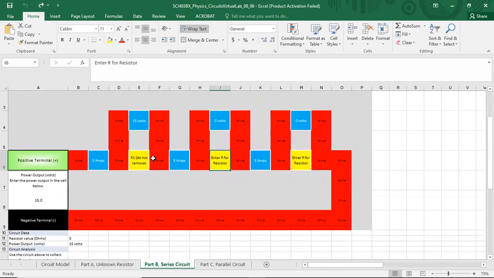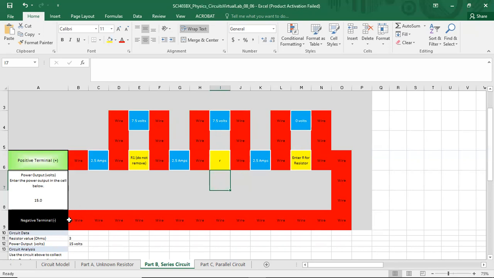Remember that this is being measured by an ammeter, which measures the current. Sorry, I don't think you need to know that much. And then what you're going to do to change these values is literally go to this cell and enter an R. And then that R is what actually turns on that resistor, which then causes the voltage to change.